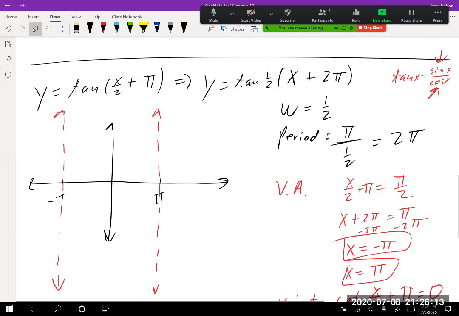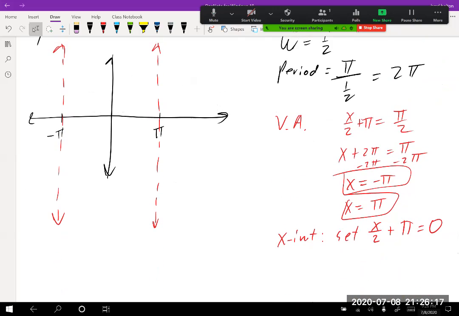So we're going to come up here, and I'm going to multiply by 2 again. So this would just be x plus 2 pi equals 0. So x equals negative 2 pi. Okay. So that means there's an x-intercept at negative 2 pi. But then if you add 2 pi to that, you get another one at 0, and then another one at pi. So now I kind of already know what my graph looks like.